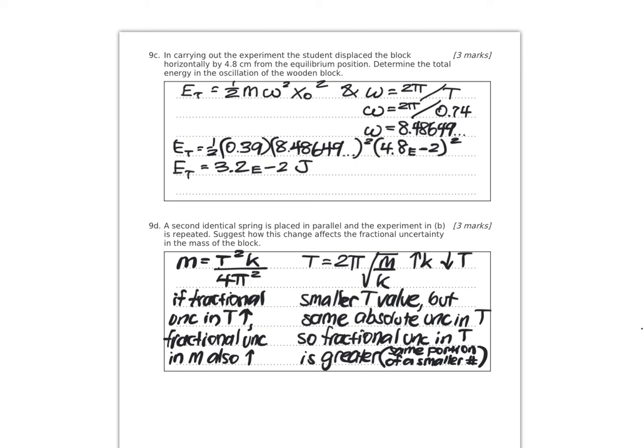And if it's a smaller period but the same absolute uncertainty in the period, then the fractional uncertainty in the period would be greater, because you're taking the same portion of a smaller number. And because of this equation for the mass, if the fractional uncertainty in T is greater, then the fractional uncertainty in the mass will also increase. And so that is the answer: the fractional uncertainty in the mass increases. If you thought 9D was more difficult than 9A, B, and C, I would agree with you. That's also it for number 9, so let's move on to 10A.